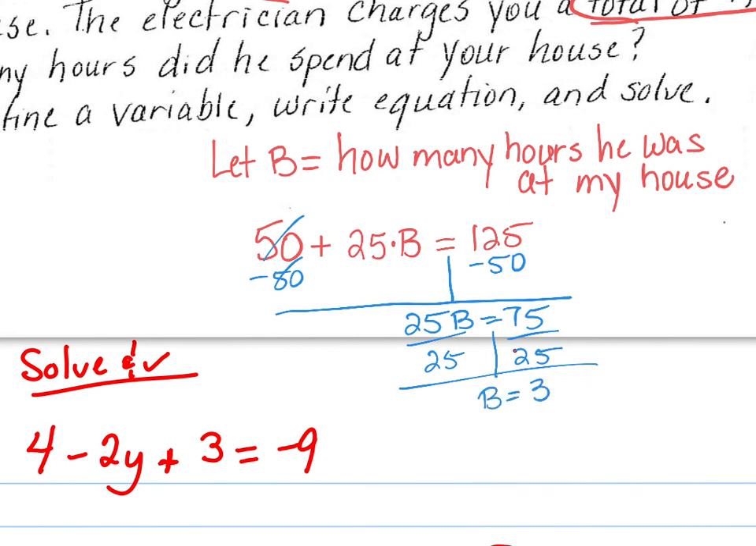3. And what's my label? Hours. Look at how you defined it. And it's hours. He or she was at my house for 3 hours.